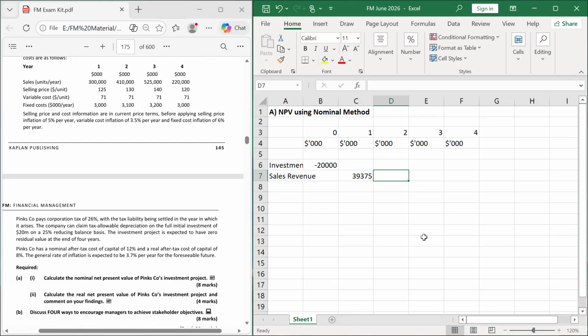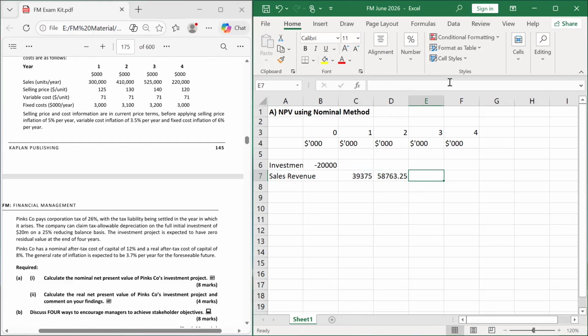So for year 2, how many units are you selling? 410. So 410 times selling price for year 2, which is 130, and now you have to charge the inflation. So it's going to be 1 plus 0.05 power 2. Or you can simply do 1.05 power 2 as well. Okay, you can do it in this way as well. It will be correct. Just draw the brackets to show the effect.